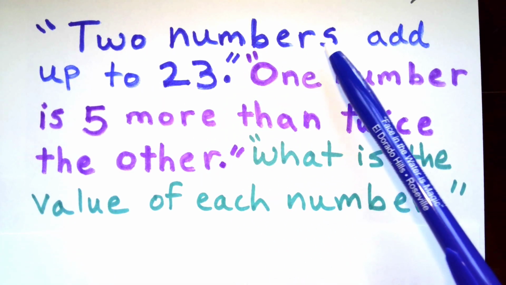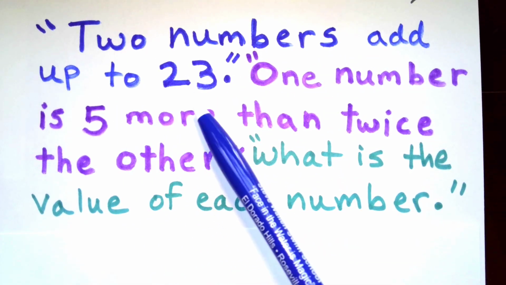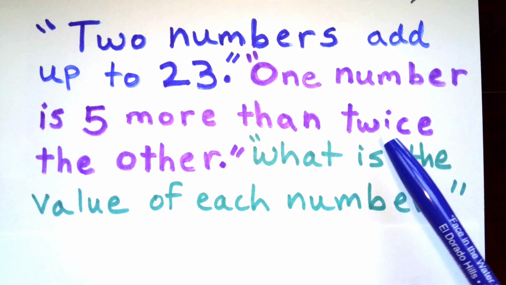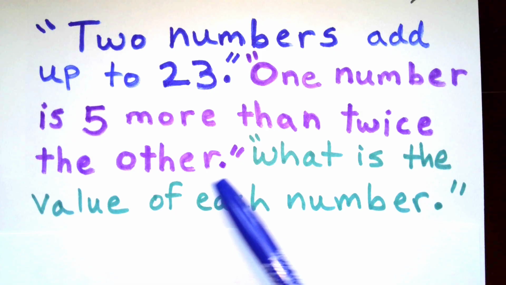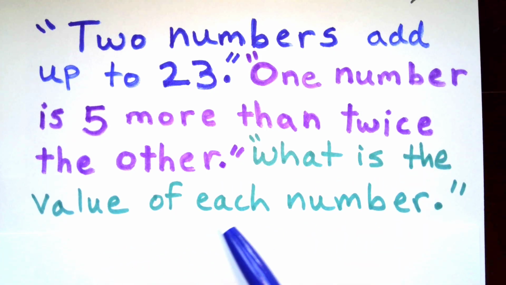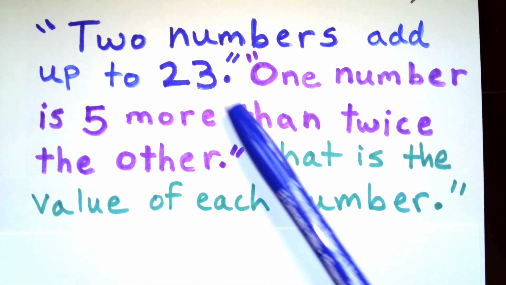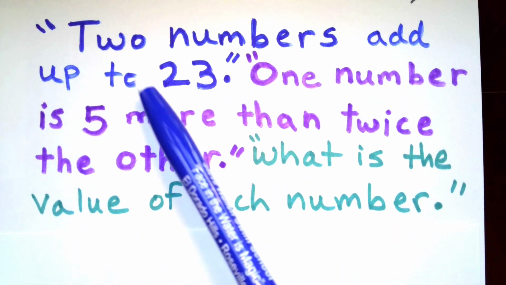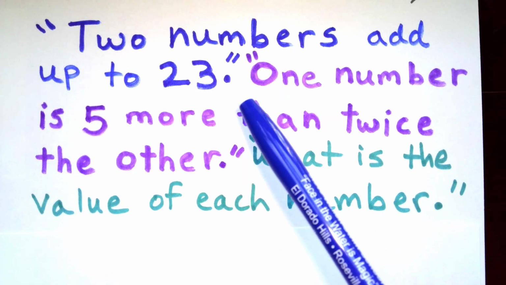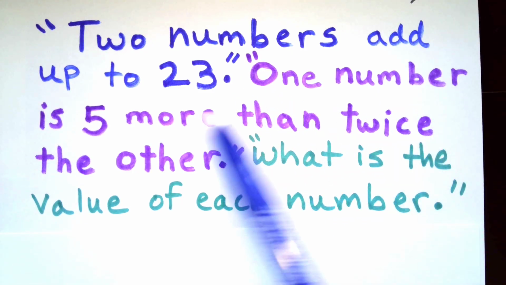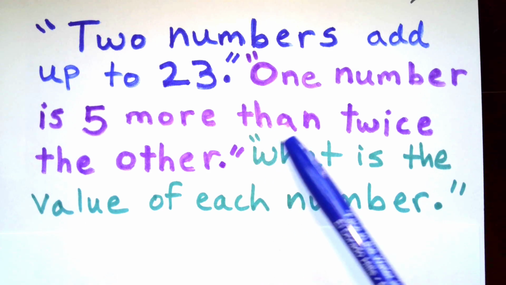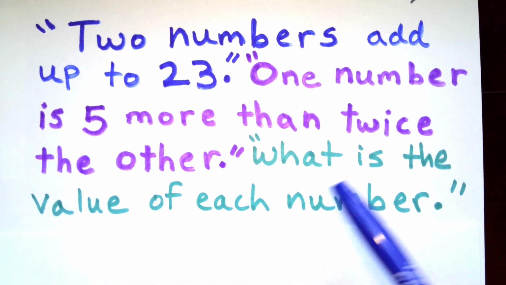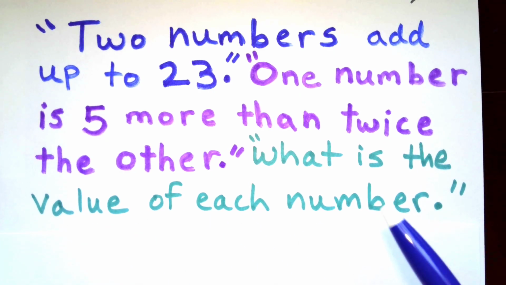So two numbers add up to 23. One number is 5 more than twice the other. What is the value of each number? All right, reading through it again. Two numbers add up to 23. So we have two numbers. Okay, and they add up to 23. One number is 5 more than twice the other. What is the value of each number?